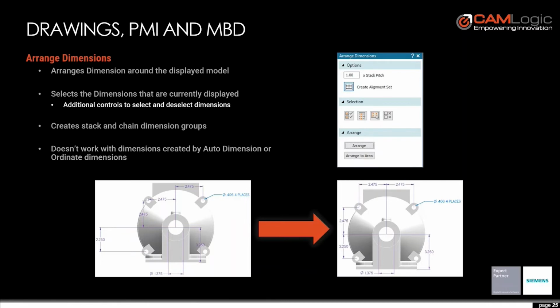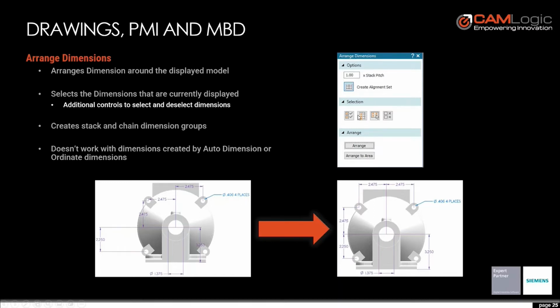Now, it does not work with that auto dimension, and that is because the auto dimension command creates its own group, and you can actually turn the auto dimension PMI labels on and off as a group. This command is specifically for the dimensions in PMI that you've placed yourself, and to help keep those organized and easily readable.